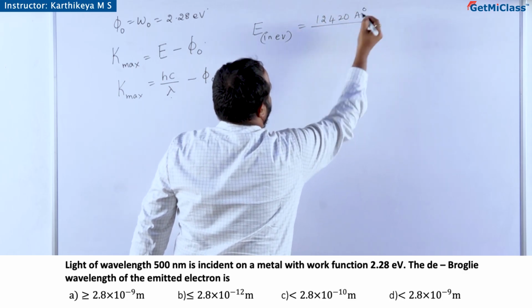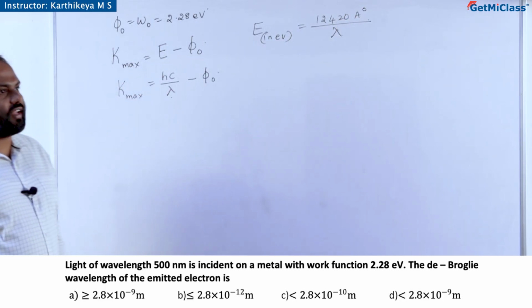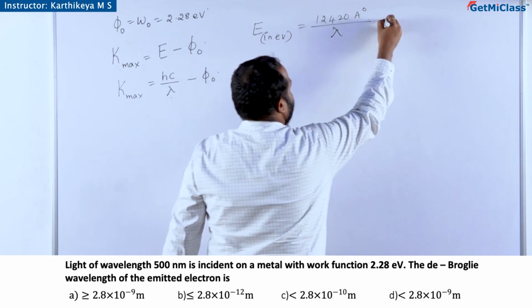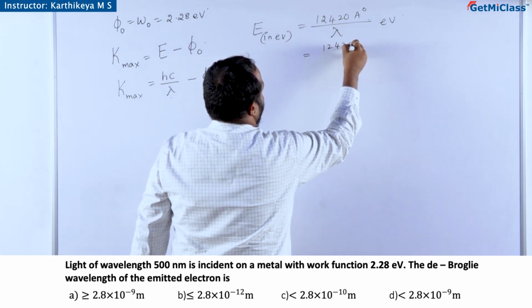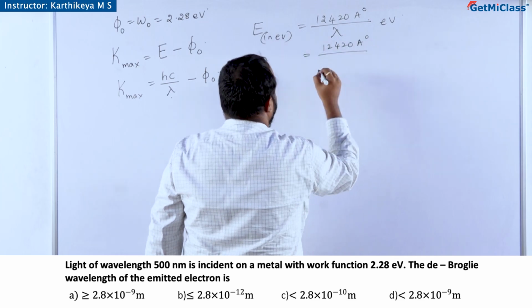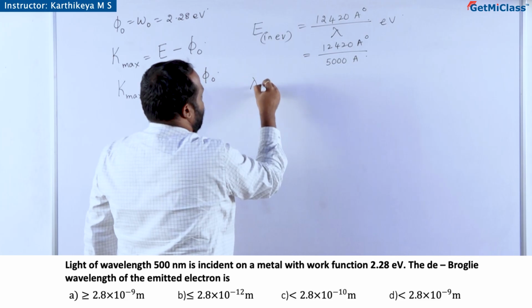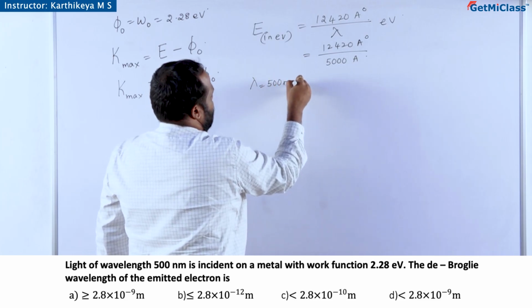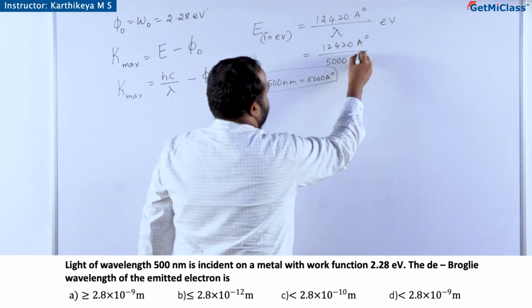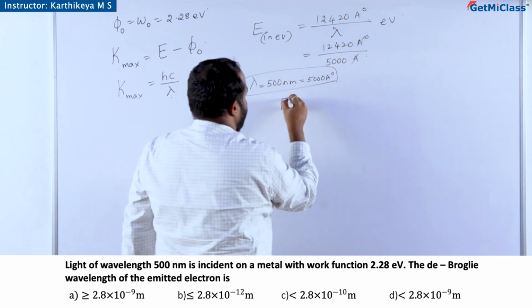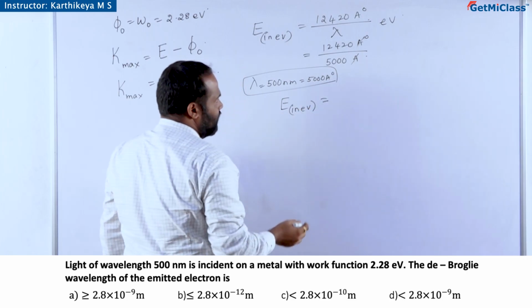The shortcut way, energy in electron volt can be directly found by 12,420 angstrom divided by lambda. That will give the energy directly in electron volt. So, when doing so, 12,420 angstrom by 5,000 angstrom, because lambda is 500 nanometer, which should be written as 5,000 angstrom. That's it. So, angstrom cancels.